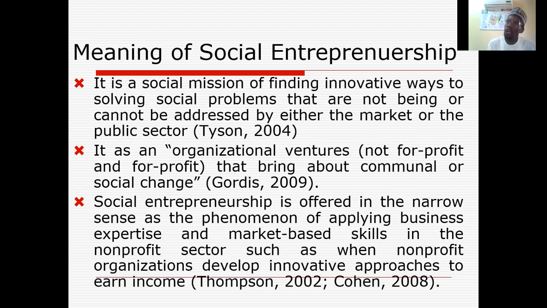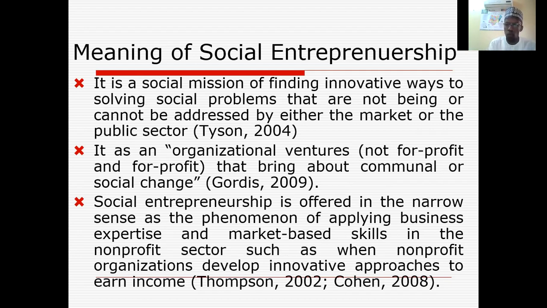But one thing in this respect is that the public sector, that is the government, is not doing what it's supposed to do with regards to solving this kind of problem. So the problem cannot be addressed by these two actors. These mission-driven individuals with very innovative social solutions to problems normally come into play because of the weaknesses of the two sectors, the public and private sector. Social entrepreneurs come into play with their creative solutions to solve such problems.